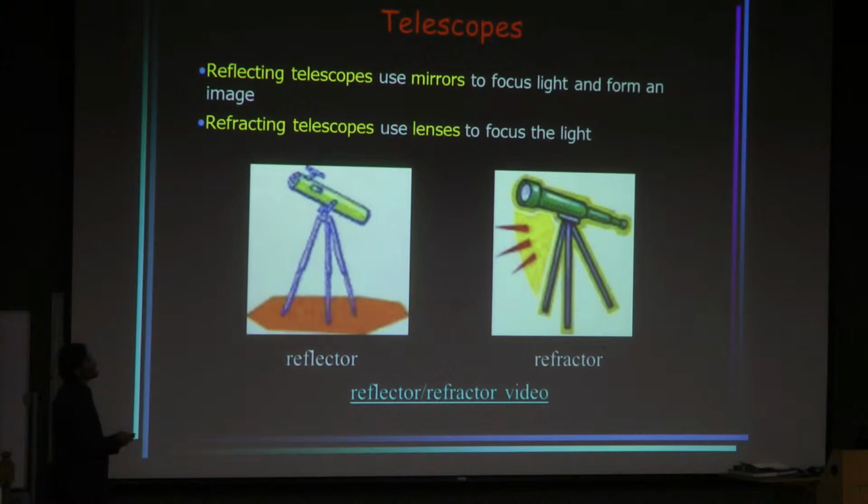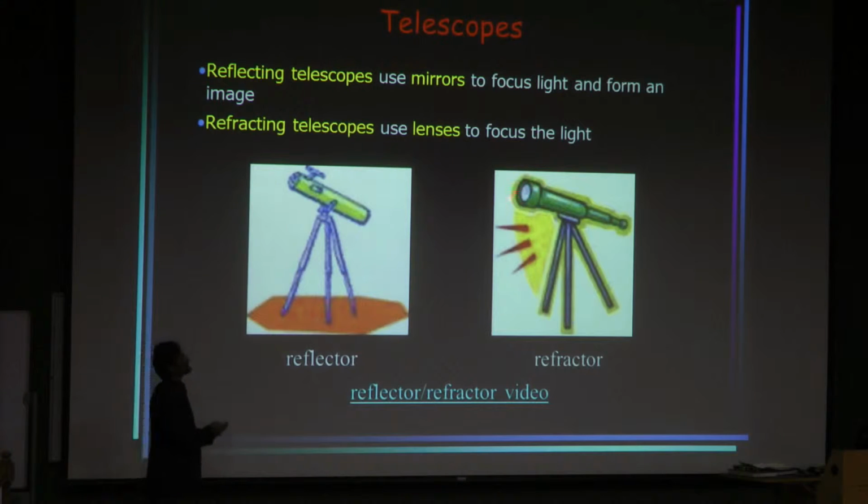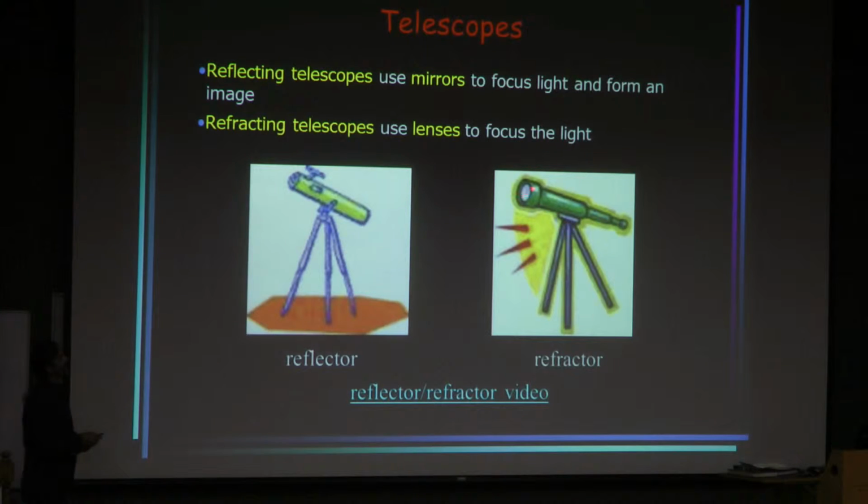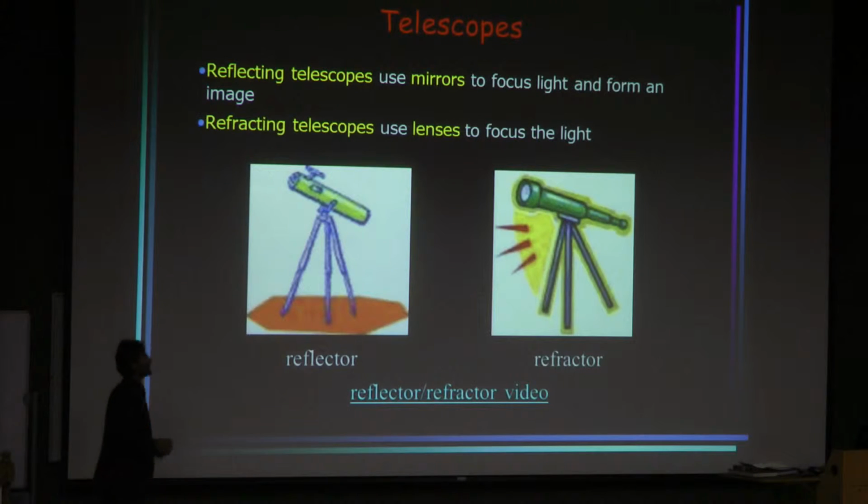We can accomplish the same thing using refractors, which are sort of the telescopes we think of when we think of Galileo or pirates or something like that, eyeglasses. They use lenses to focus light that's incident on the lens to pass through an eyepiece down at the other end.